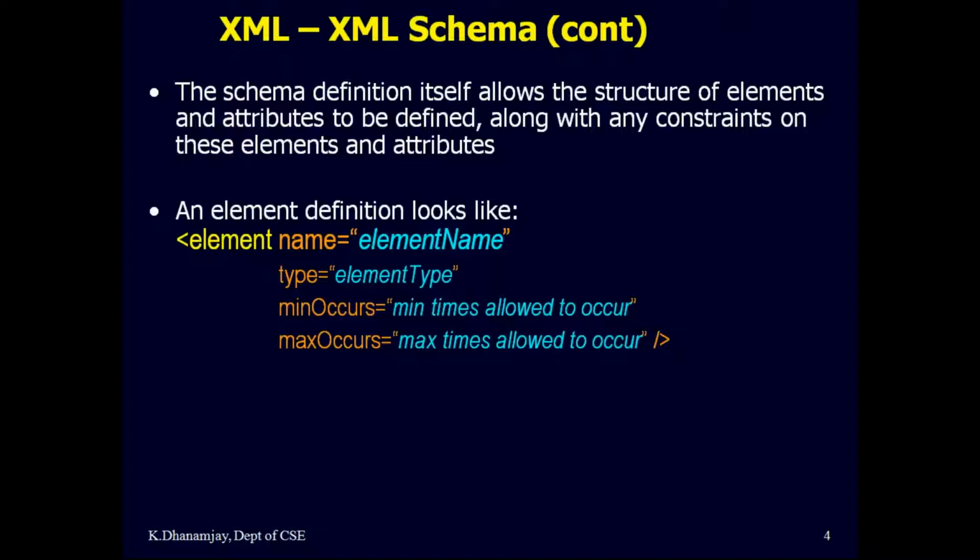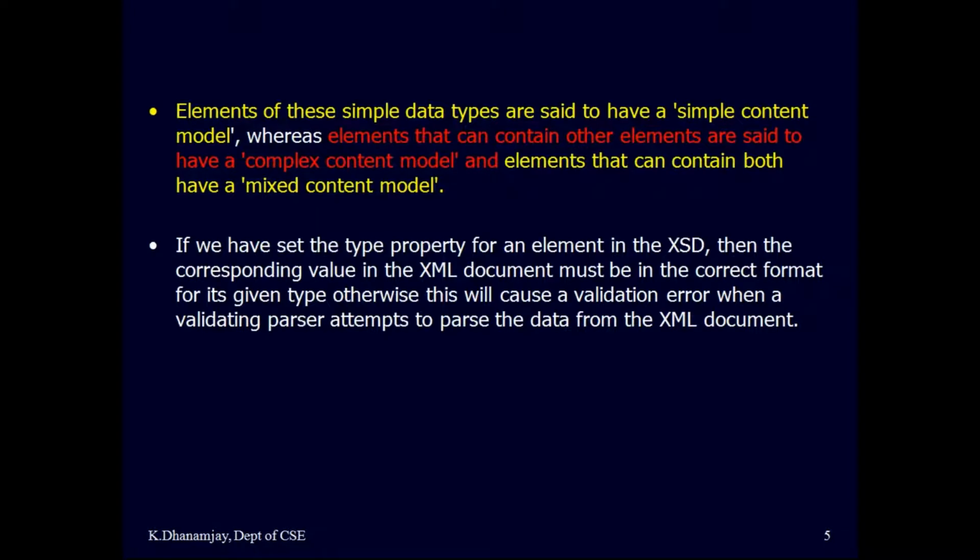When it appears in an XML document, there are a number of predefined simple types such as xs:string, xs:integer, xs:boolean and xs:date. There are many more simple data types which are predefined. Elements of these simple data types are said to have a simple content model, whereas elements that can contain other elements are said to have complex content models. There are three models: the first is a simple content model, another is a complex content model, and another contains a mixing of both models.